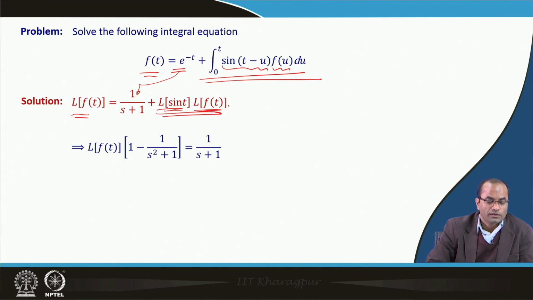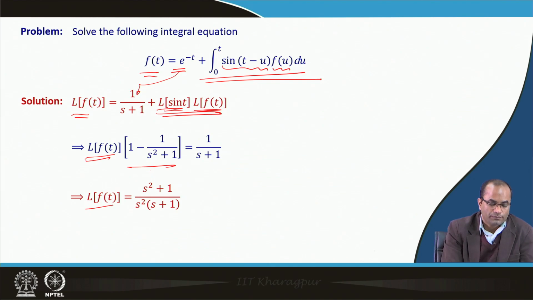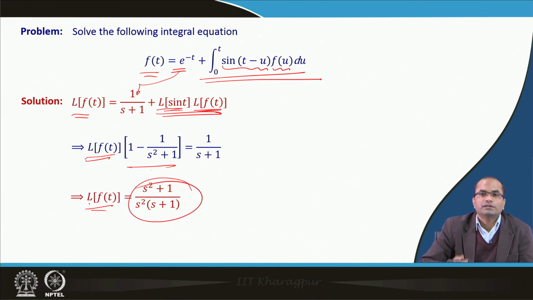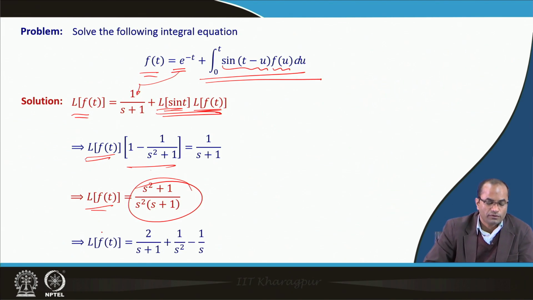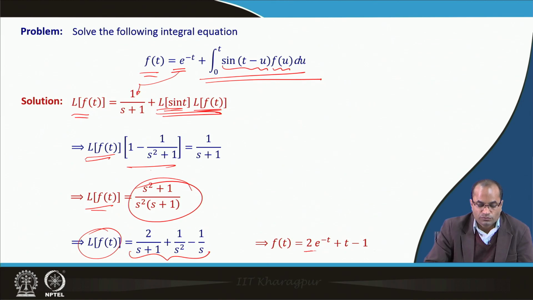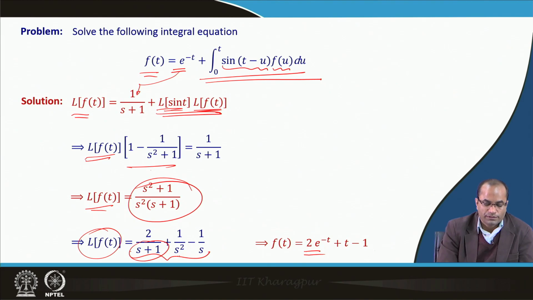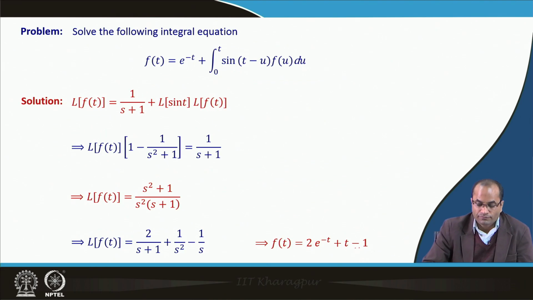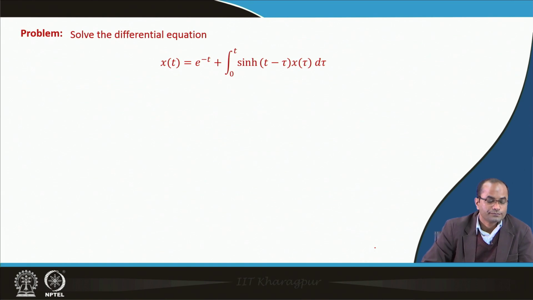So, taking now common Laplace of f(t), we get Laplace f(t) is equal to this, which again can be inverted for the Laplace transform, and having these partial fractions, now we can take the inverse. So, it is 2 e^(-t) from here, then t from here, and the 1 from the last term. So, we have 2 e^(-t) plus t and then minus 1 is the f(t).